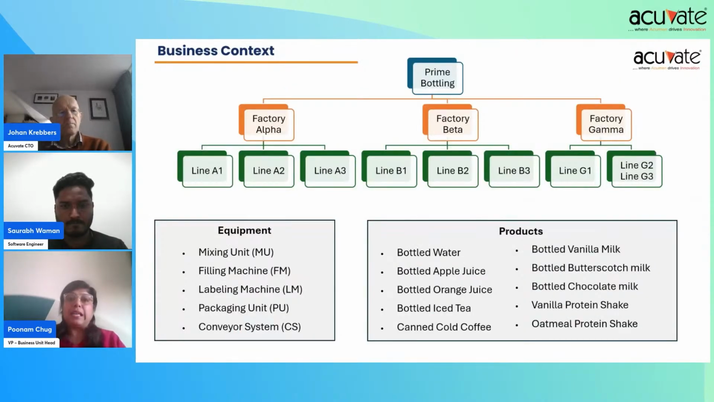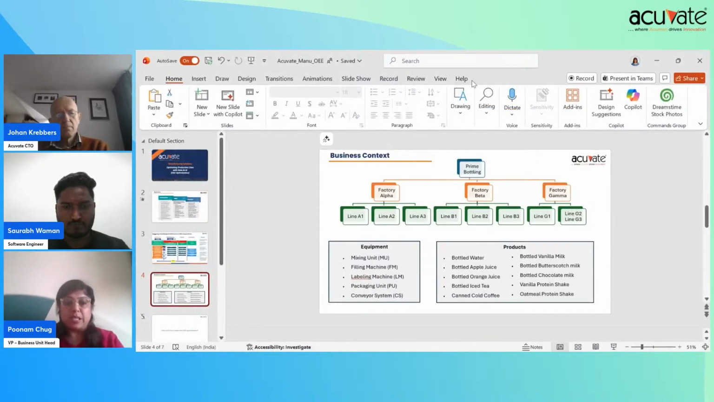So to extend the business story further, this is how the holistic view looks. There is a Prime Bottling firm which has 3 factories in North America, Alpha, Beta, and Gamma. Under each factory, we have 3 production lines. And on the left, you're seeing the list of the various equipment that are being used across each of these lines. And these are the various products that Prime Bottling produces today, right? With that, I'll quickly switch over to my demo. I'll have to change my screen share.